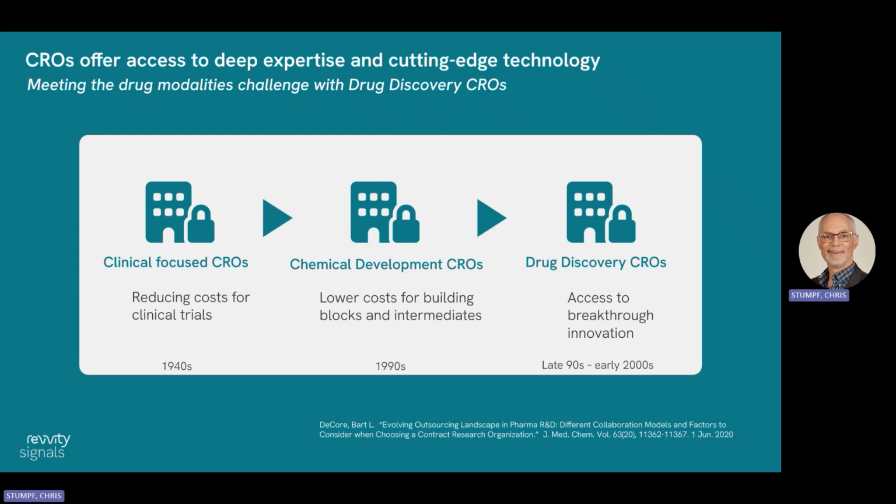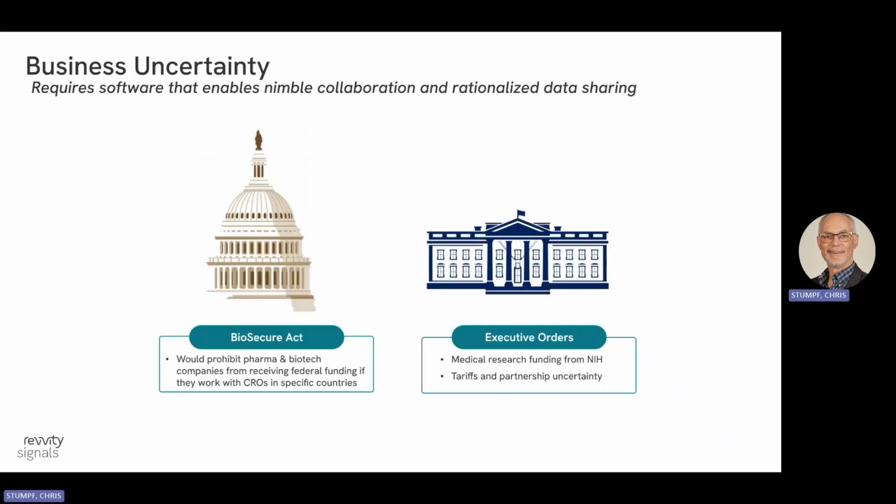This expanded in the 1990s to include intermediates and building blocks, and over the last 15 to 20 years, there's been a significant focus on drug discovery. CROs offer deep expertise in various drug modalities and access to cutting-edge technology, which may not be available in-house. Thus, outsourcing becomes a viable option. Outsourcing to get access to cutting-edge science and cost efficiencies from CROs in China and other regions has been the norm for the past 15 or 20 years, but that may change.